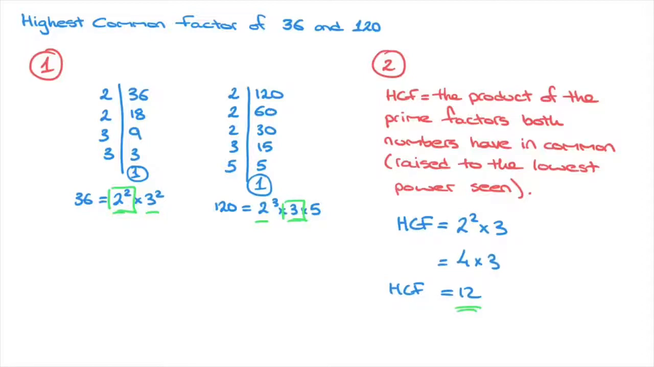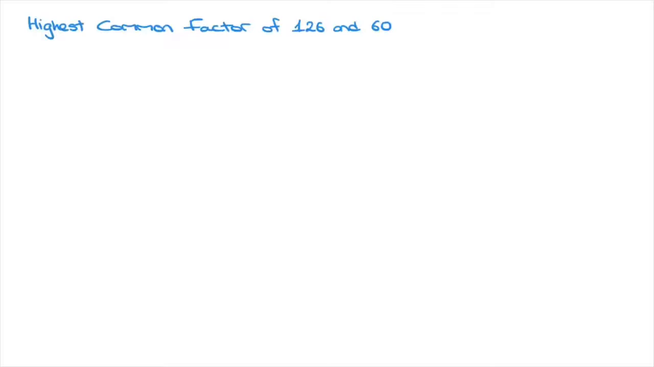I will point out that frequently in exams, we're simply asked to write the highest common factor as a product of prime factors, so we could leave the answer as 2 squared times 3. Let's look at another example. Say we have to find the highest common factor of 126 and 60. Well, again, we follow the two steps we just learned.